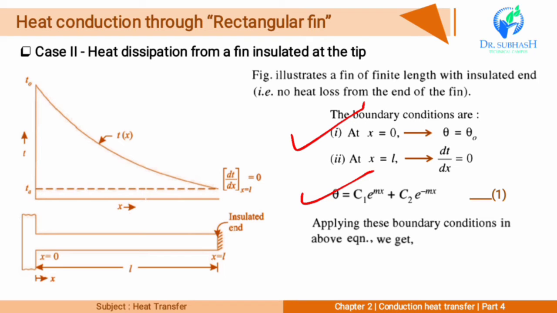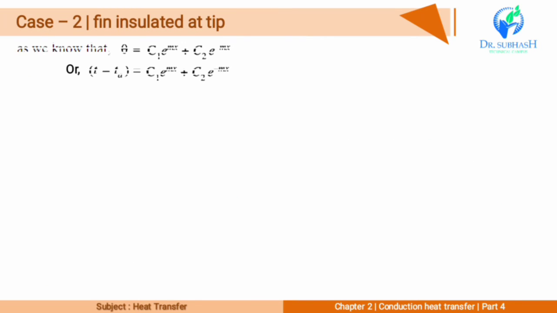So, equation number 1. Applying these boundary conditions in the above equation, we get C1 plus C2 is equal to theta 0. So, equation number 2. Applying the second boundary condition, we know that theta is equal to T minus Ta and is equal to C1 e raised to mx plus C2 e raised to minus mx. So, differentiating this term, dT by dx is equal to m C1 e raised to mx minus m C2 e raised to minus mx.